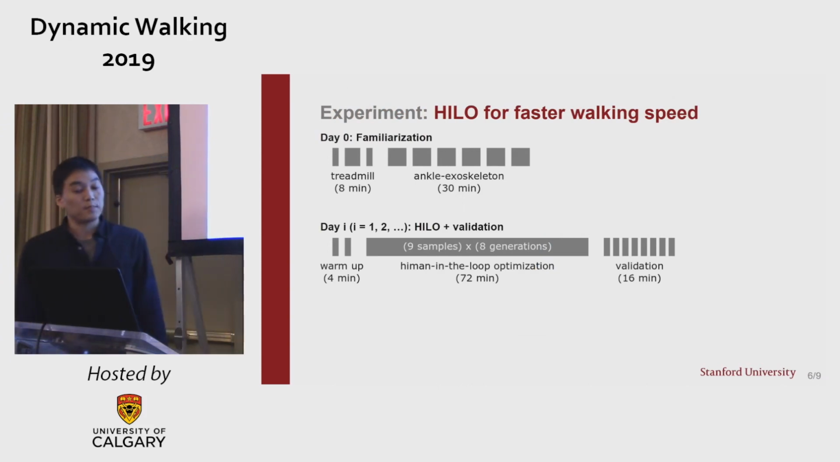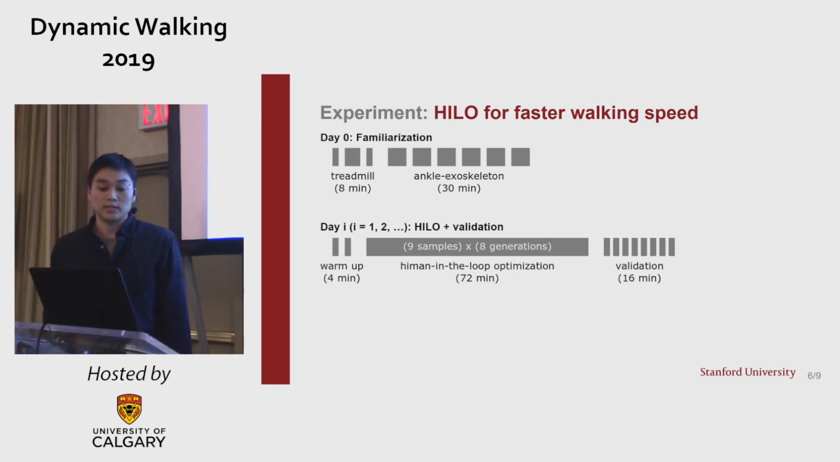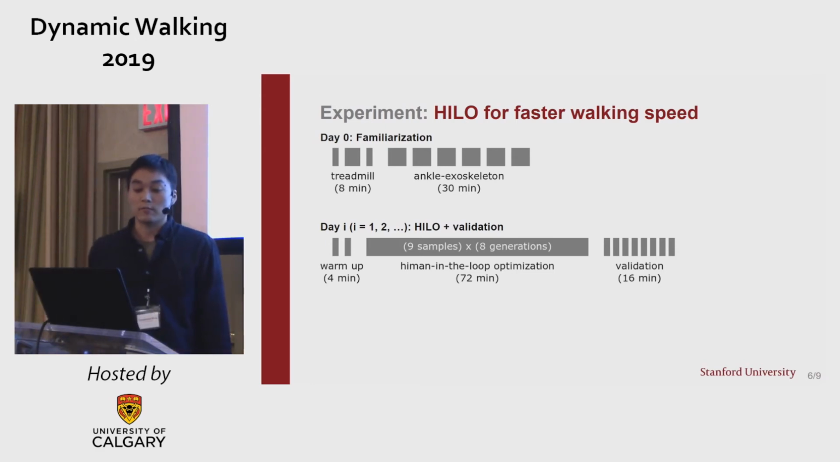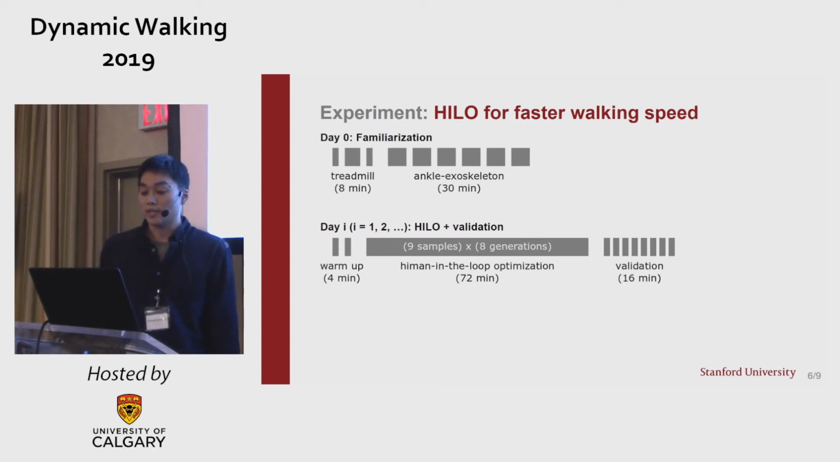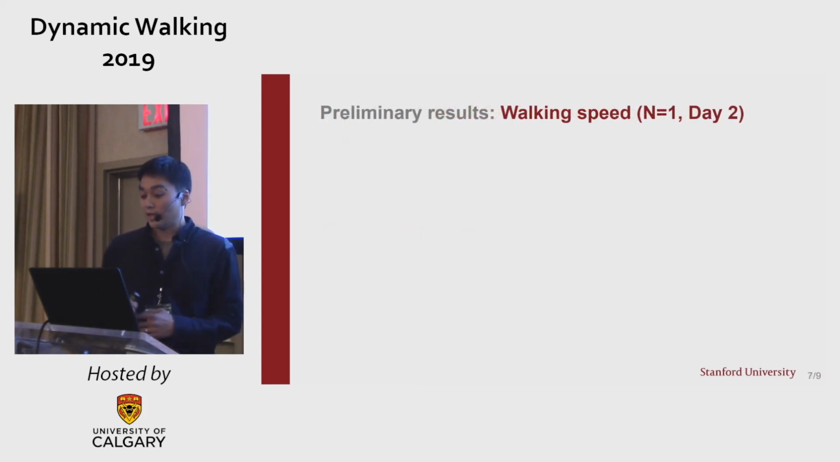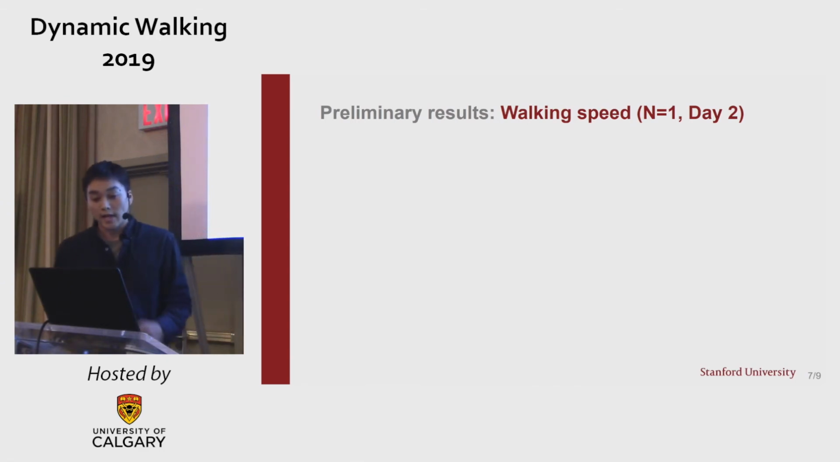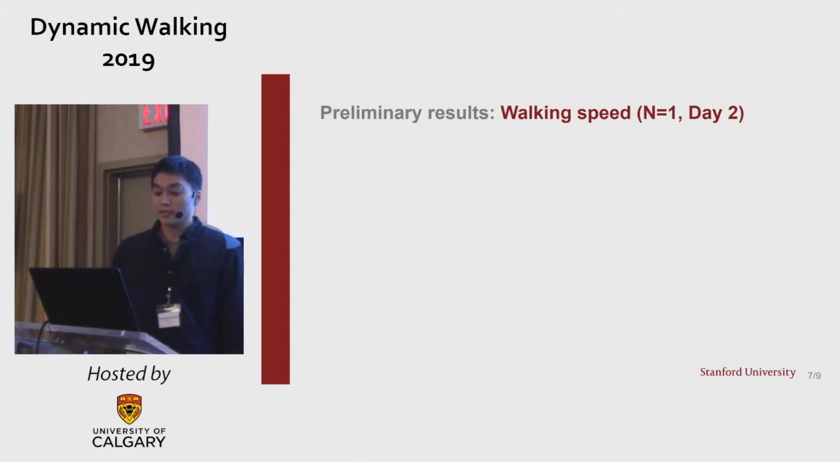On the first day, participants go through familiarization sessions, trials for walking on the self-paced treadmill and the ankle exoskeletons. And starting from the second day, we conducted human-in-the-loop optimization and validation trials. And I'm very excited to share the results, but I want to make it clear that this is from only one subject, although we piloted 1 more subject who showed similar results. The numbers are from the validation session on the second day of human-in-the-loop optimization.